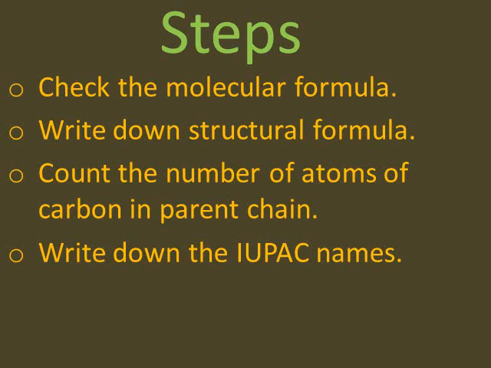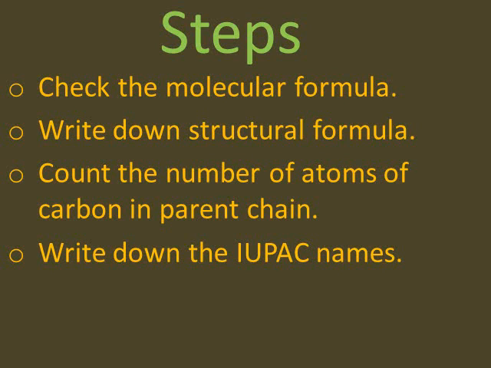So before finding isomers of any substance, we have to take 4 steps. First of all, we have to check the molecular formula, that is, how many carbon atoms are present in the molecular formula. Then we have to write its structural formula.